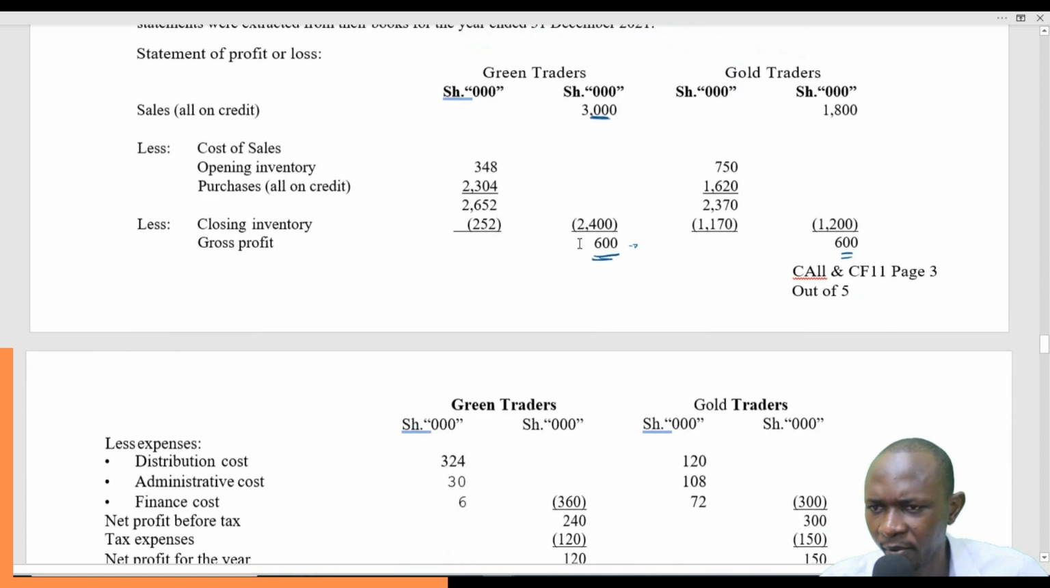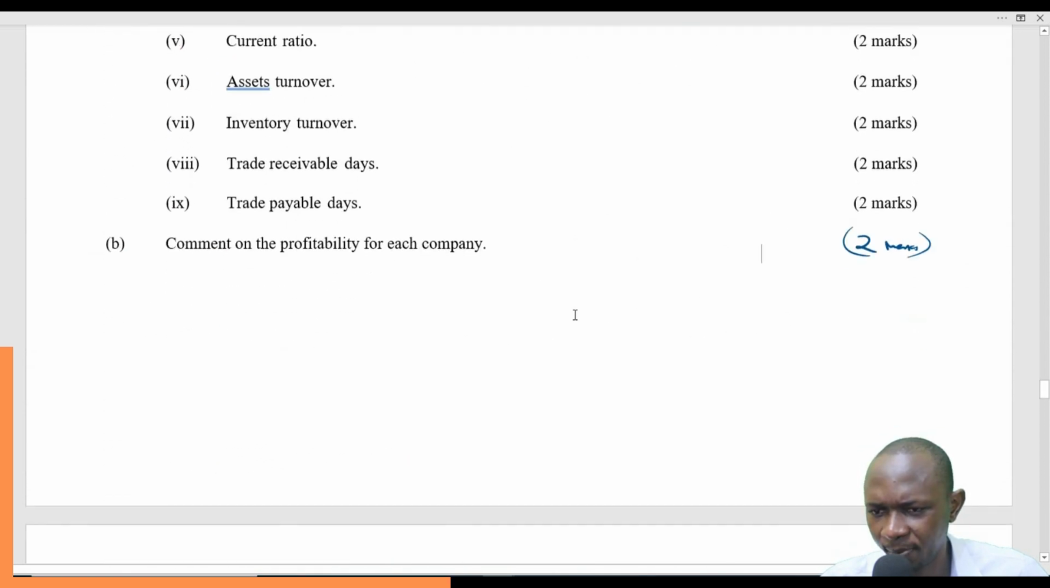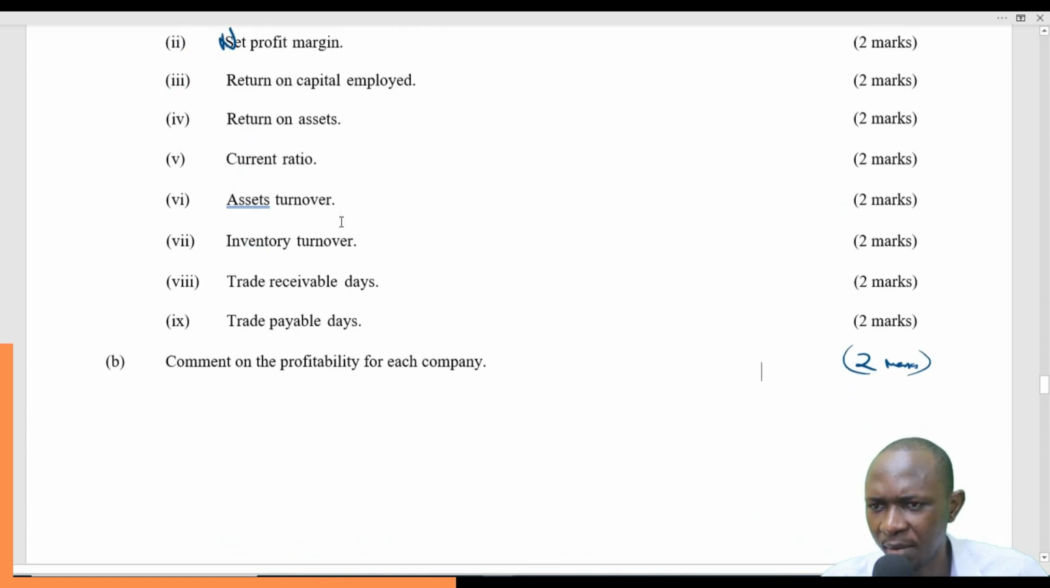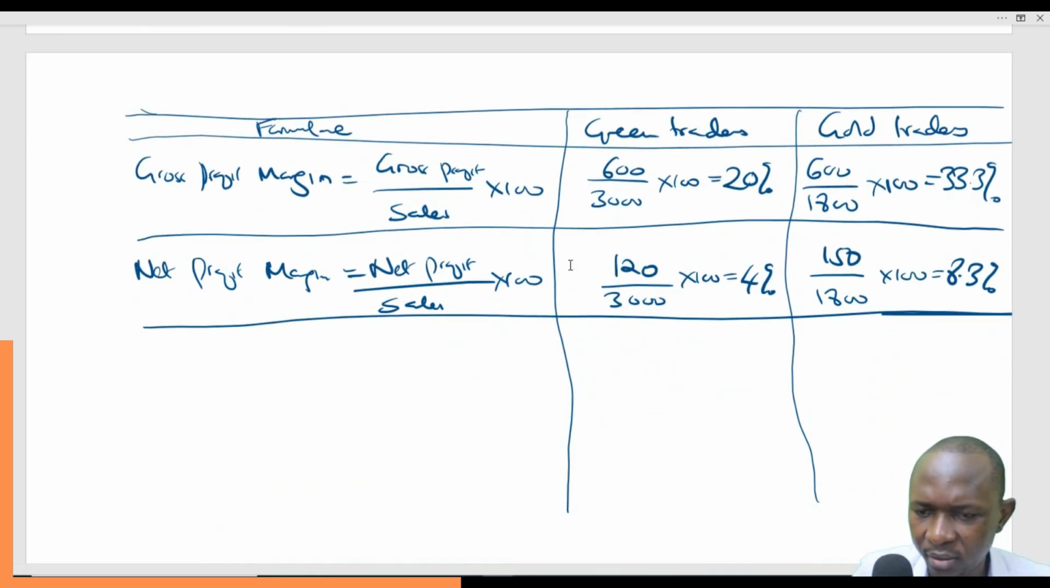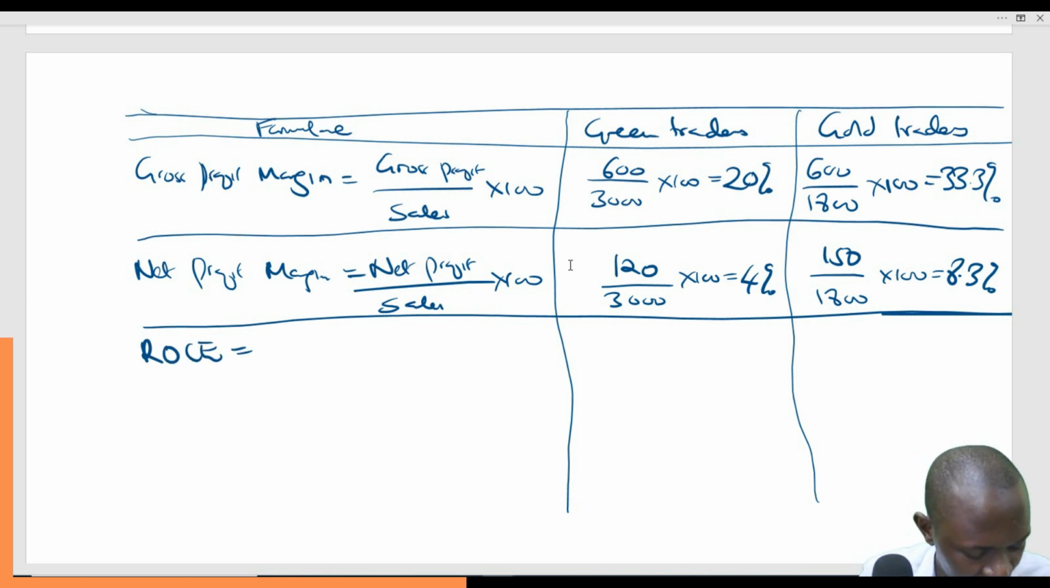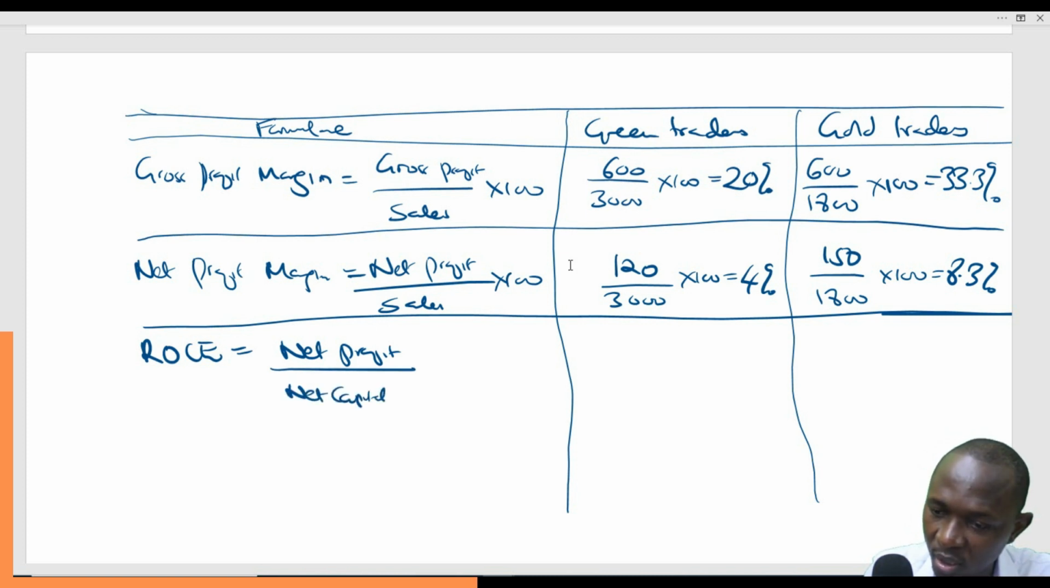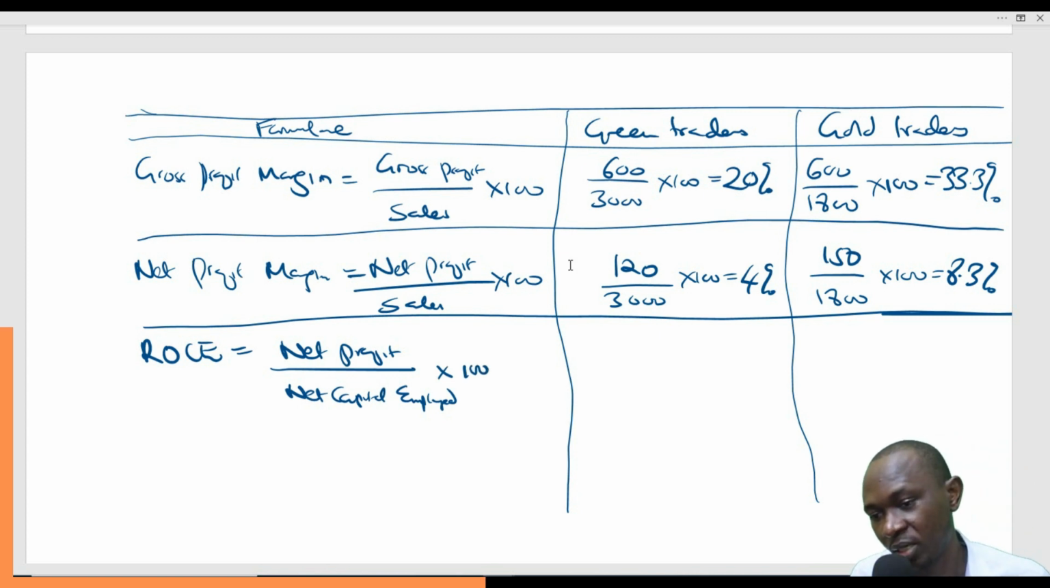Let's proceed. The third item was return on capital employed. And the formula for return on capital employed is net profit over net capital employed times 100.